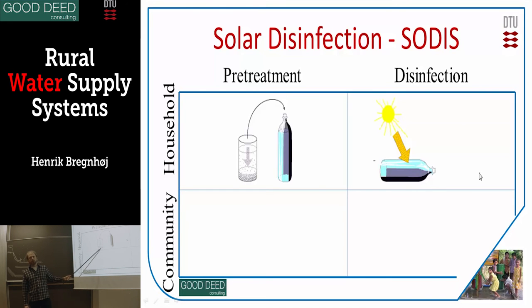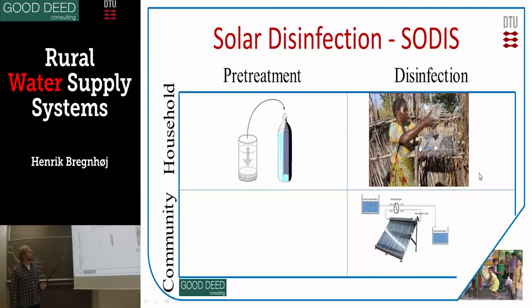So again, removing the particles, half of the bacteria will also be removed, but that doesn't do any good to remove only half. But you remove the particles so it will be more effective. The sun can get easily through, and the bacteria cannot hide in the particles. So in the household, it looks like this. You need bottles. In this case, you just use bottles which are not painted. It's still quite effective.